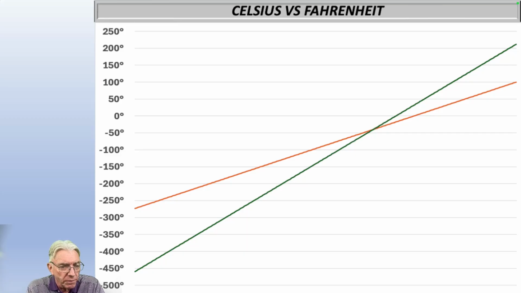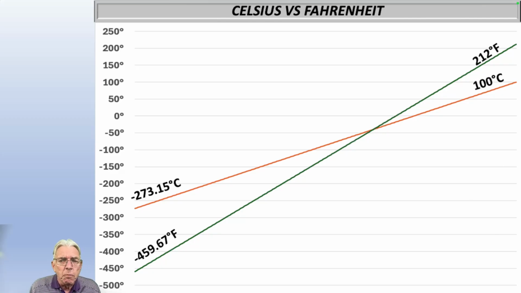Finally, here is a graph of the Celsius and the Fahrenheit temperatures going from absolute 0 up to the boiling point, okay? So if we label this here, you've got minus 459.67. The green line is Fahrenheit, and the orange or tan line is Celsius. So you've got minus 273.15 Celsius, minus 459.67 Fahrenheit, and then for the boiling point, you have 212 Fahrenheit, or 100 degrees Celsius. But look what happens in between.